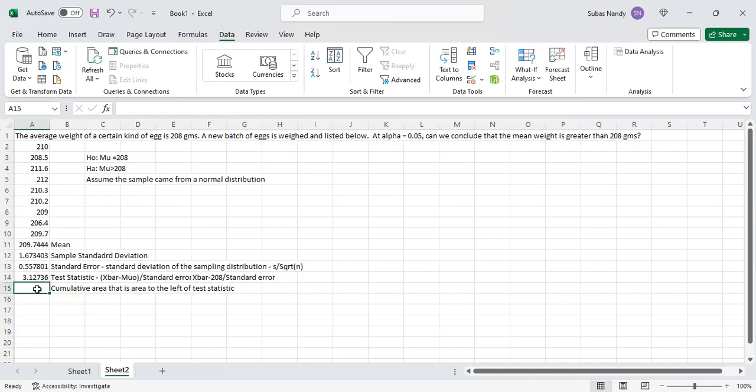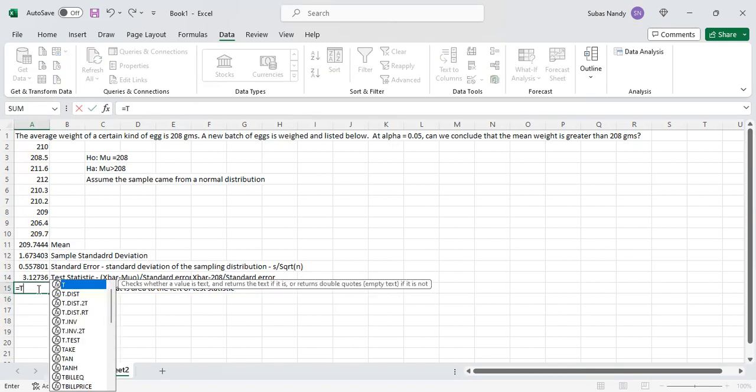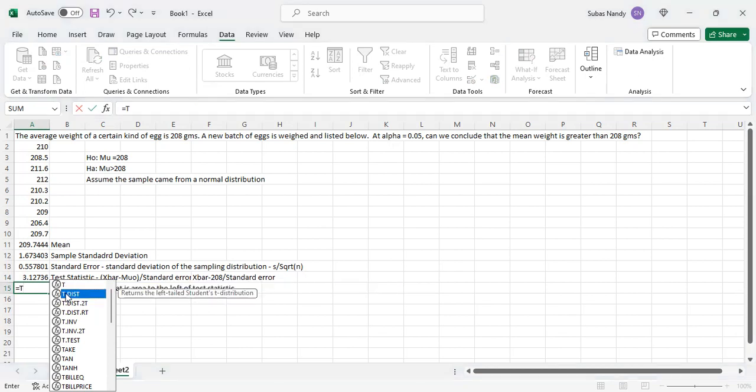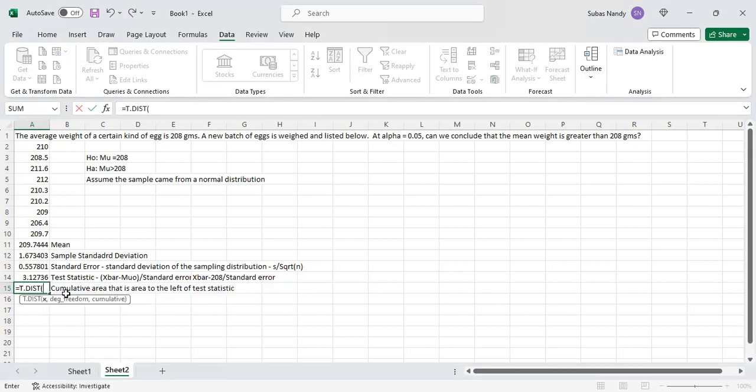So how do I do that? I use equal to, then T.DIST. This is the function I'm going to use. T.DIST. Okay, then I have to tell it the x value.